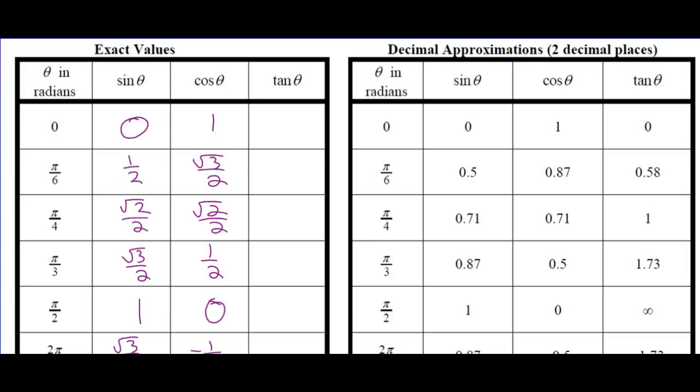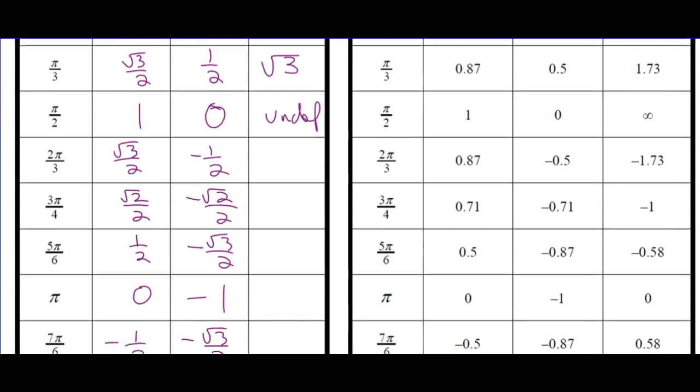Okay, and then tan is just, so tan is y over x, but if it's a unit circle, y is sine theta and x is cos theta, so tan is really just sine over cos. Okay, so 0 over 1 is 0, and this is 1 over root 3, or root 3 over 3. This is 1, this is root 3, this is undefined. This is negative root 3, this is negative 1, this is negative 1 over root 3, or negative root 3 over 3. 0 divided by negative 1 is 0.